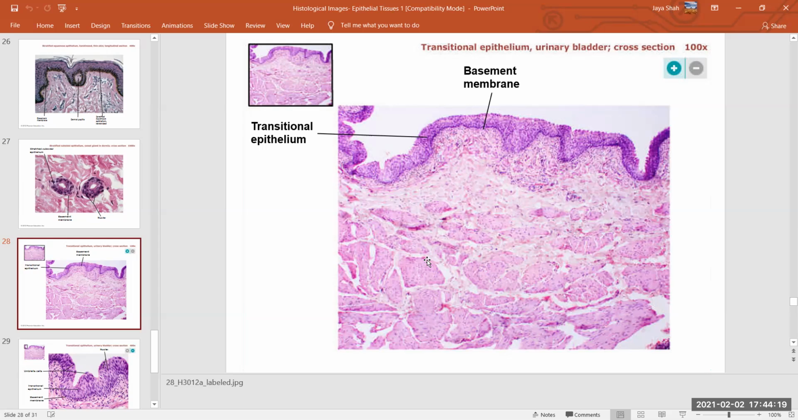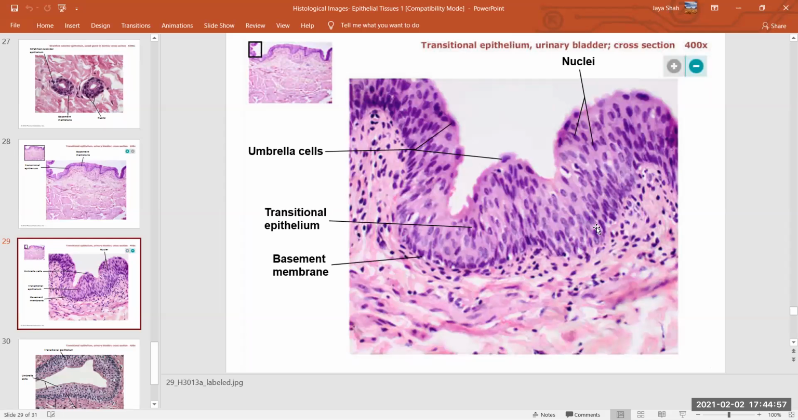Another kind of tissue is transitional. This kind of tissue, as you know from the lecture, transitions, changes from one shape to another based on whether there is a stretch or not. So this is from the urinary bladder wall. You can see there is a lot of muscle, then connective tissue, then basement membrane, and then several layers of cells. If you look at magnified cells, they will have different kinds of cells. So let's go and see magnified.